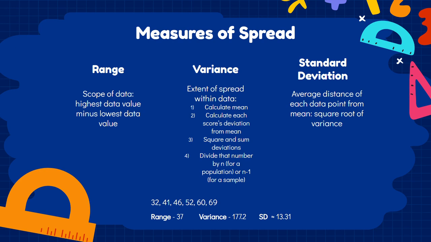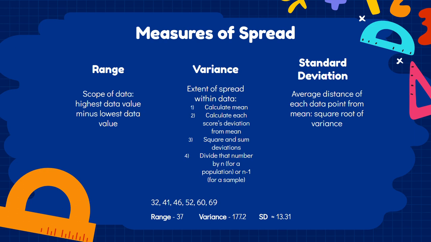But if we're dealing with the entire population, then we would divide by 6. If the entire safari only had these 6 lions, then we would divide by 6. But because it's just a sample, we're dividing by 6 minus 1, so we're dividing by 5. So we would divide the number after step 3 by 5. And that's the variance of 177.2, right?